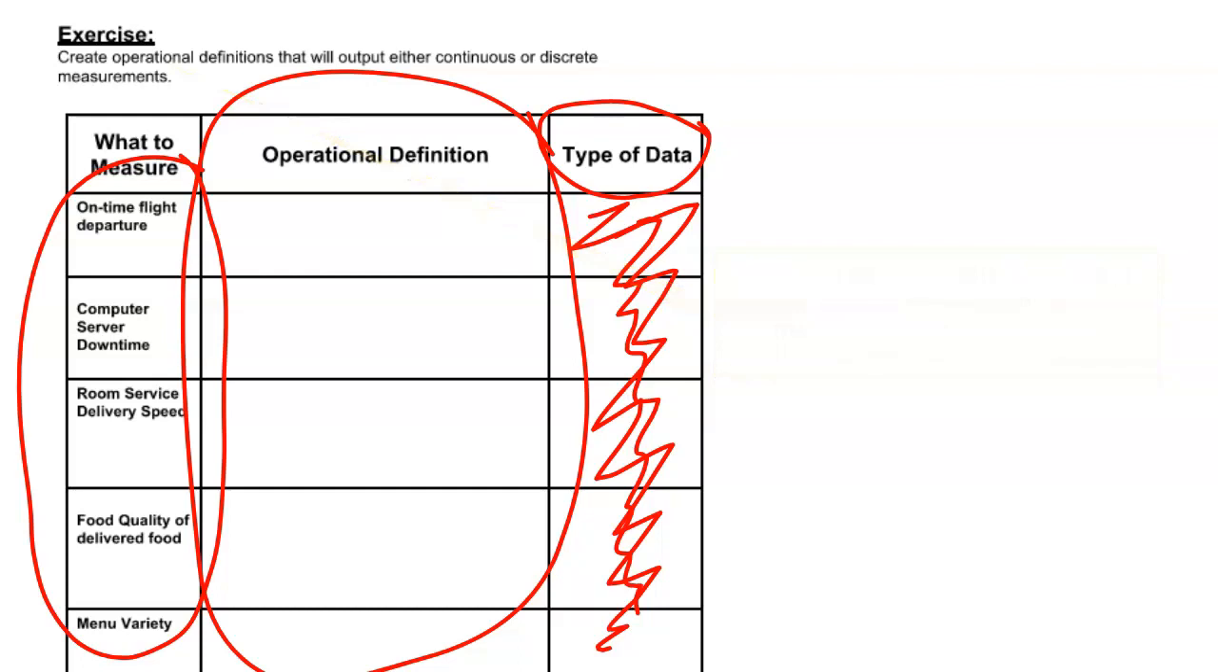Okay, we're back. And my guess is that at first glance, it seemed pretty straightforward, but it got a little tricky trying to make sure that if you gave the statement to just about anybody, every person would measure it the same way. I'm not going to do every one, but let's take a look at the on-time flight departure next, and we'll try to craft an OpDef.